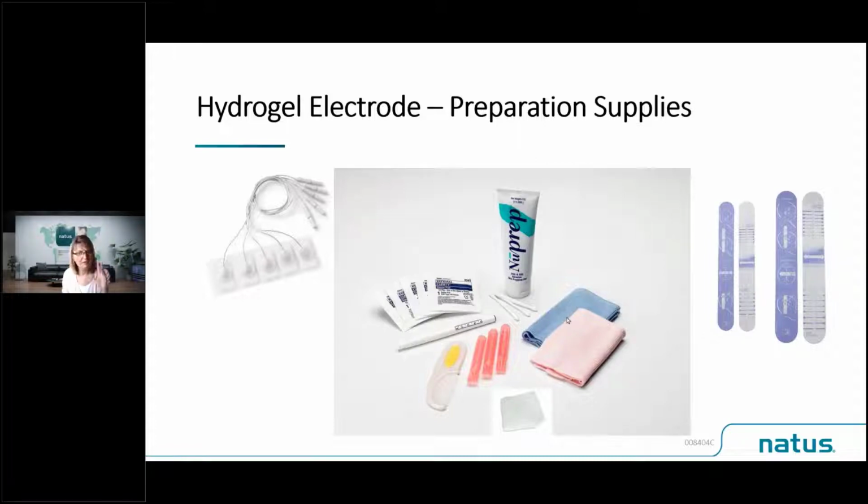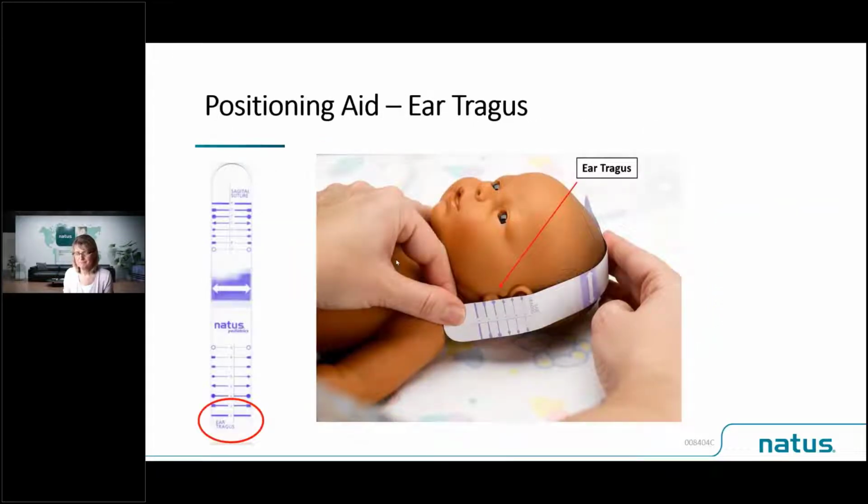If you're only using the 3 electrode configuration, then the remaining 2 electrodes that would be left can be stored in the resealable pouch, and then you've got them there for future use if you want to. But regardless of whether you're using 3 electrodes or 5 electrodes, the following steps that we're going to go through related to the positioning aid and preparation are relevant. So the first thing is the positioning aid, because we want to find that C3P3 and C4P4 marks on the baby's head.